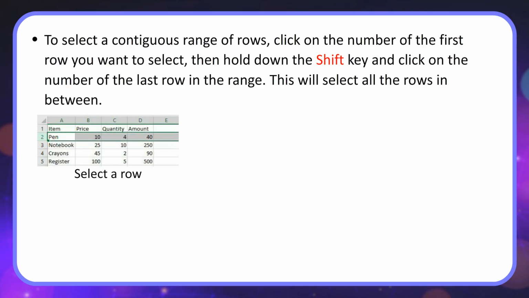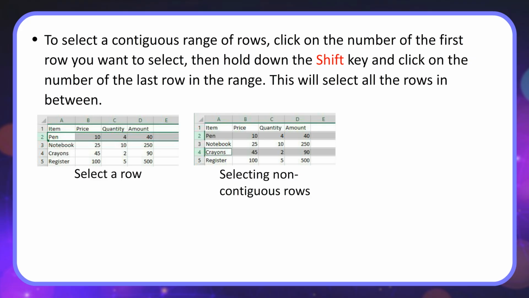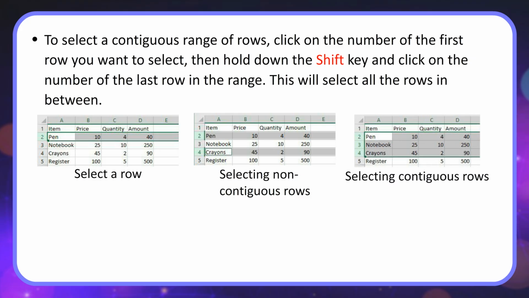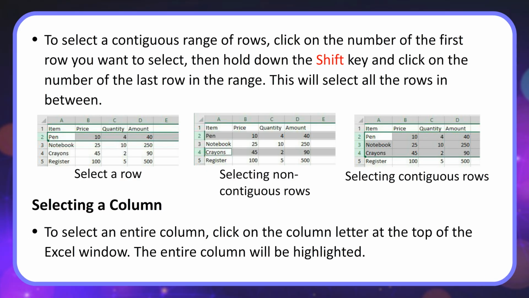Select a row. Selecting non-contiguous rows. Selecting contiguous rows. Selecting a column. To select an entire column, click on the column letter at the top of the Excel window. The entire column will be highlighted.